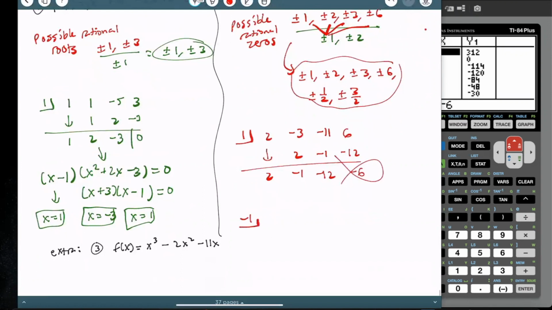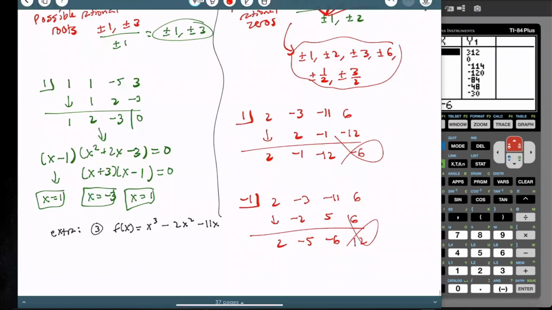We could try -1, with the same coefficients. Bring down the 2. -1 times 2 is -2, that'll give me -5. -1 times that will give me +5, which is -6. It almost looks like it works, but -1 times -6 is +6, so this is going to give me 12. It almost looks like this cancels, but not quite. So this one is also no.